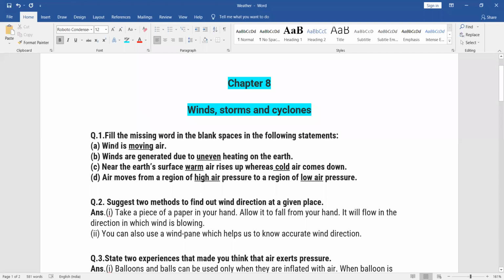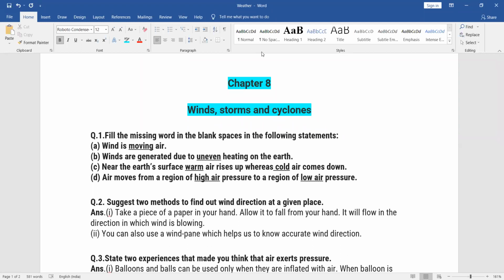So the first fill-up is: wind is dash air. Wind is moving air. We know that moving air is known as wind. So the answer to the first one is: moving air is known as wind. Now see the next one. Winds are generated due to dash heating on the earth. So winds are generated because of uneven heating. So the answer for the second fill-up is uneven heating on the earth.